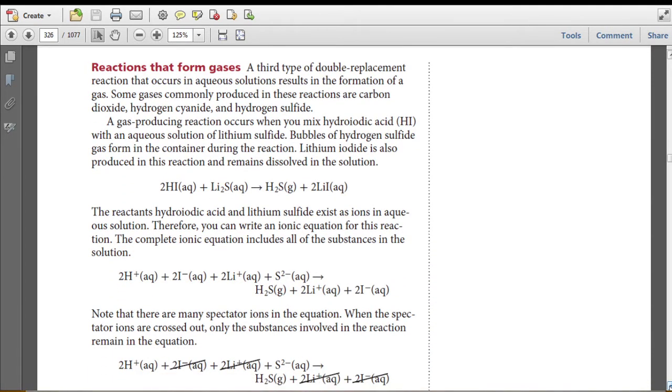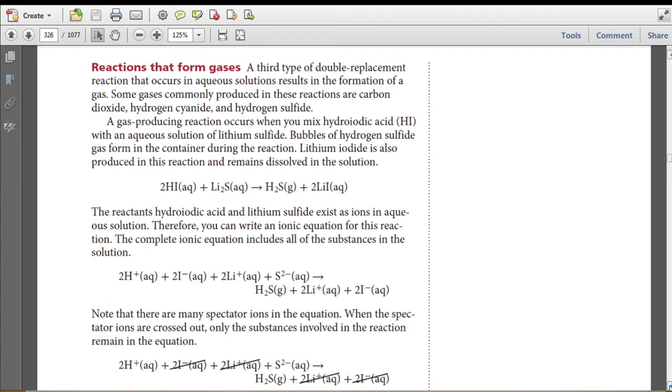A third type of double replacement reaction that occurs in aqueous solutions results in the formation of a gas. Some gases commonly produced in these reactions are carbon dioxide, hydrogen cyanide, and hydrogen sulfide. A gas-producing reaction occurs when you mix hydroiodic acid with an aqueous solution of lithium sulfide.